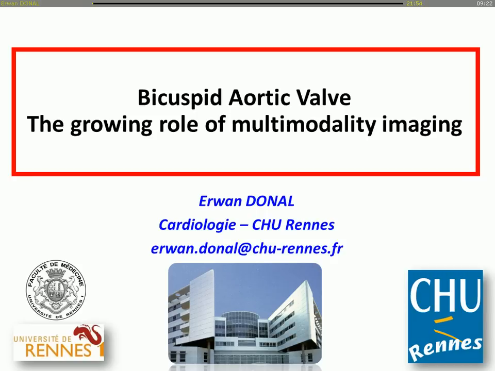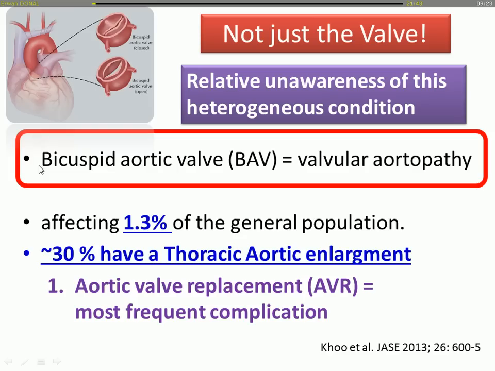We already saw two beautiful presentations about the aortic valve disease involving the valve, involving the aorta. And my goal is to demonstrate that using echo, because I'm an echo guy, is very good, but perhaps we have to think about the other imaging modalities to best assess the valve, the sinuses, and the aorta. So the bicuspid aortic valve disease is not just a valvular disease. It's also what we can call a valvular aortopathy.